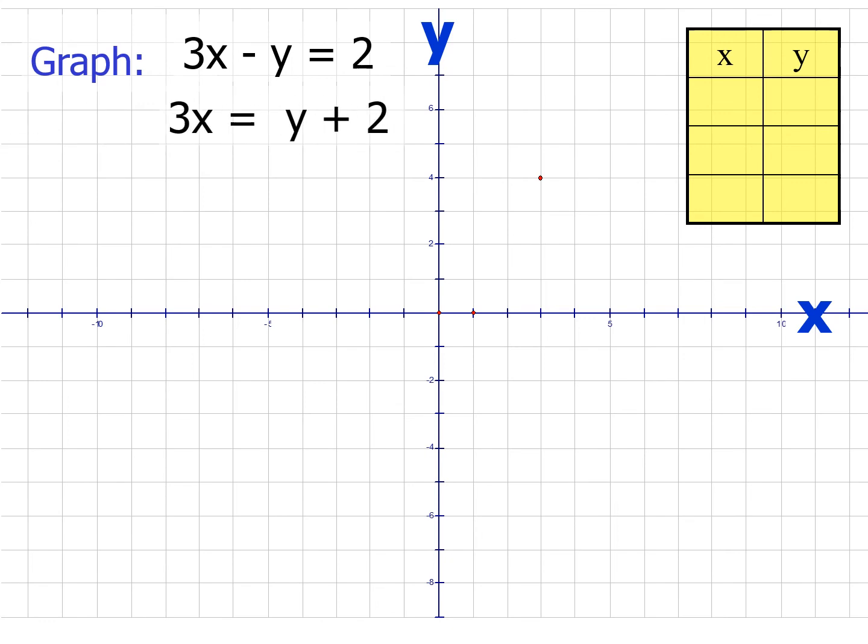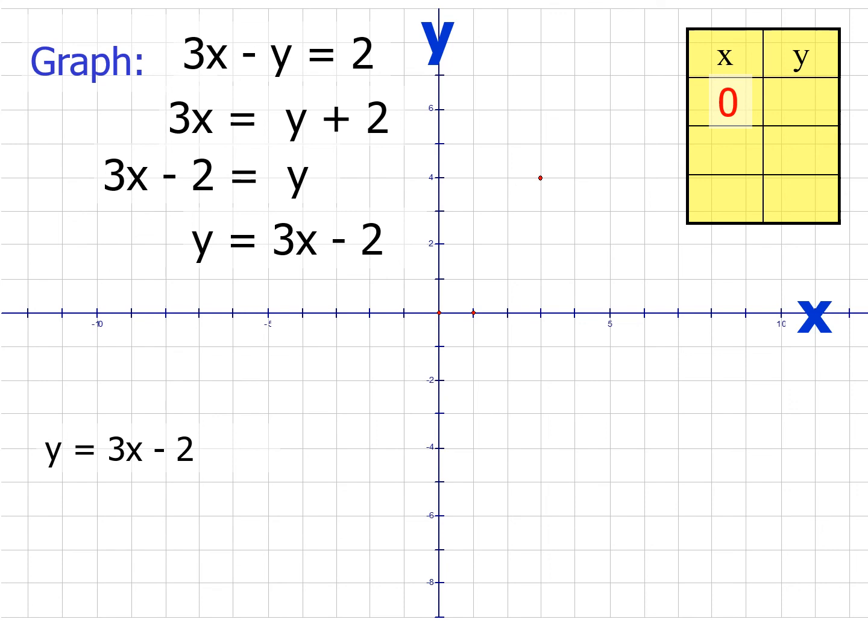And then transpose 2 to the other side so that y will be left alone at the right side of the equation. So 3x minus 2 equals y. And then we can interchange, so y equals 3x minus 2. From here, we can assign values for our x. If x is equal to 0, we solve for y. So copy the original equation, plug in or substitute the value of your x.